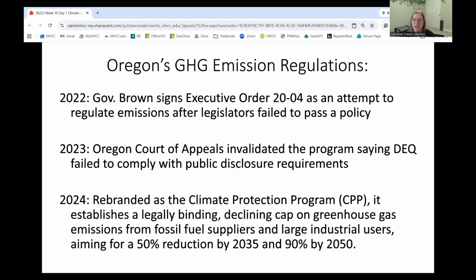Then it was rebranded in 2024 as the Climate Protection Program, the CPP, and it established new legally binding requirements, including a declining cap on greenhouse gases and regulations for fossil fuel suppliers and large industrial users. Overall, the goal of this program is to reduce by 50% in 2030 and by 90% in 2050. And those are massive reductions. So this is really exciting.